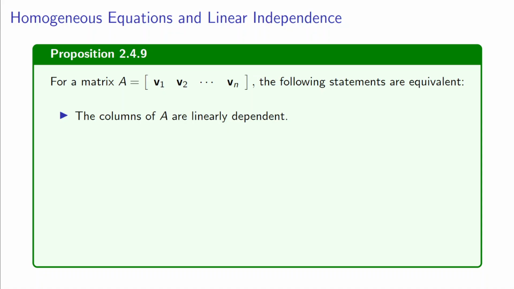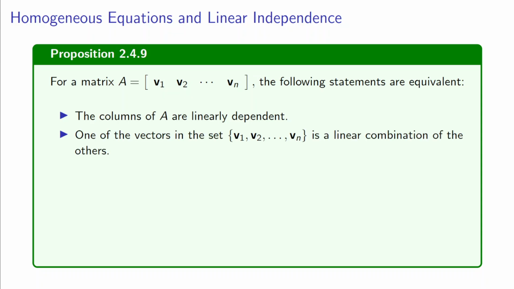If we have this matrix whose columns consist of the vectors v1, v2 up through vn, then the following statements are equivalent. This means that all the statements we list out here are either all going to be true or all going to be false. So to begin with, the columns of A are linearly dependent. That is equivalent to saying that one of the vectors is a linear combination of the others, essentially our definition of what it means for vectors to be linearly dependent.